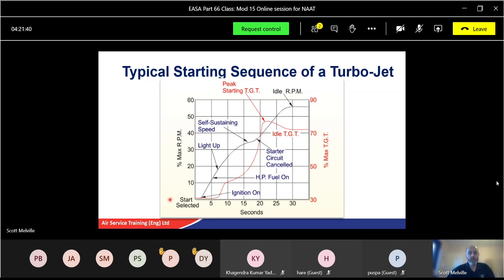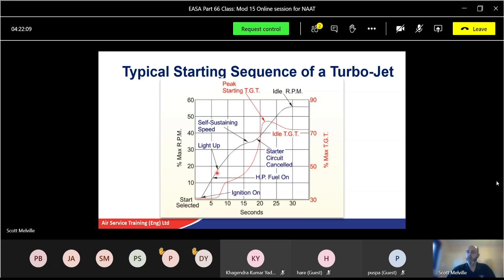So when you press the start button, we'll start to get rotation of the engine. After a few seconds, nothing much really happens. After about 5 seconds or so, the HP fuel will go on. At 10 seconds or so, you're starting to get light up. And roughly 20 to 30 seconds, the start cycle will be cancelled out automatically. This is just a basic generic one. It will vary for whichever engine.